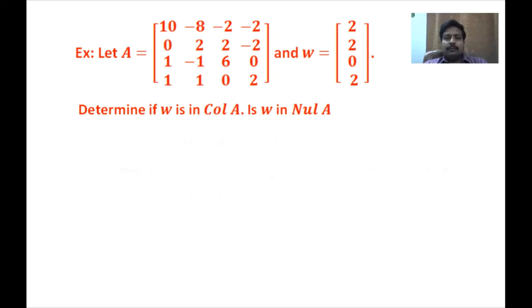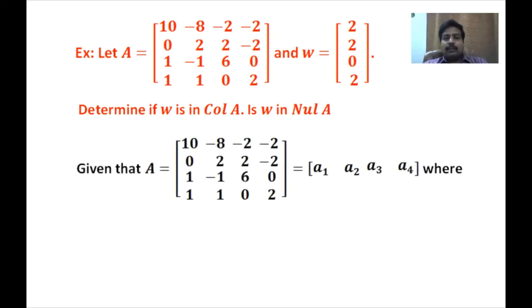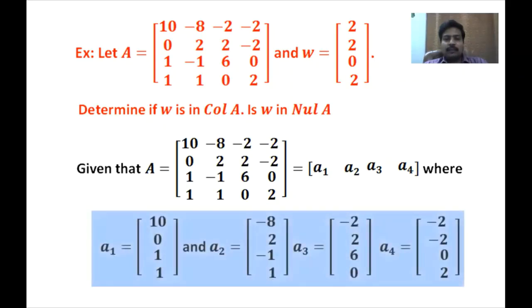So again, A is equal to the matrix of A1, A2, A3, A4, where A1, A2, A3, A4 are the columns of the given matrix. A1 is the first column, 10, 0, 1, 1. A2 is the second column, A3 is the third column, A4 is the fourth column. So the given matrix A can be written in this form. Now we have to show that W is a linear combination of these four vectors. If it is so, W is in the column space of A.